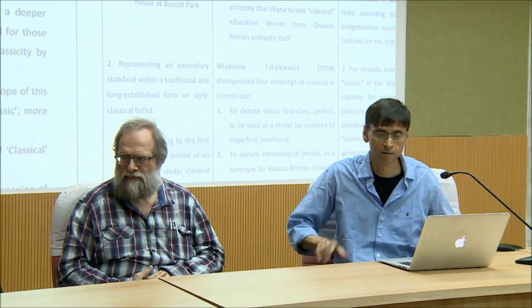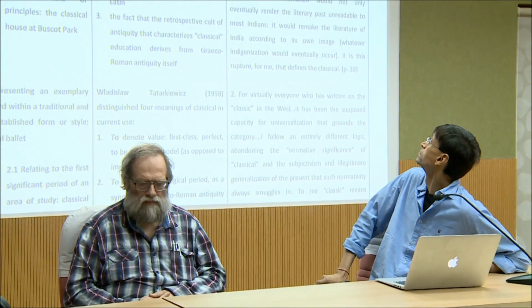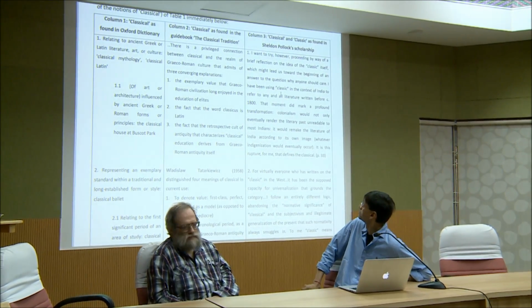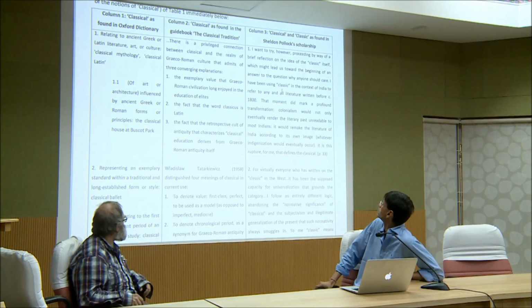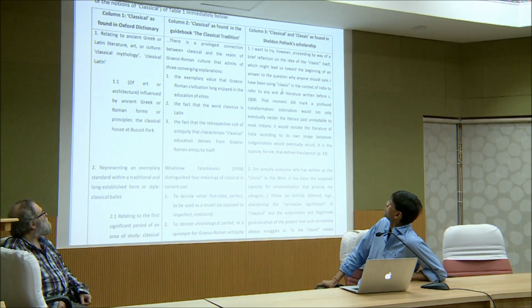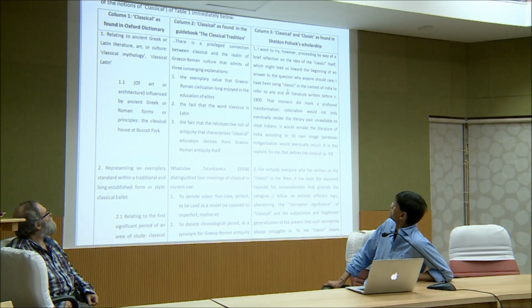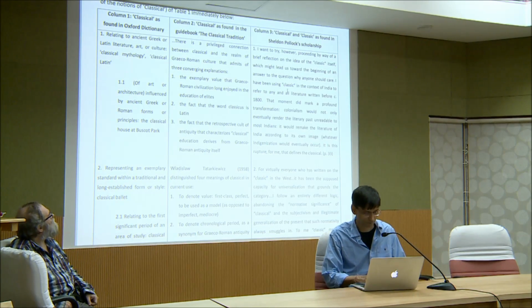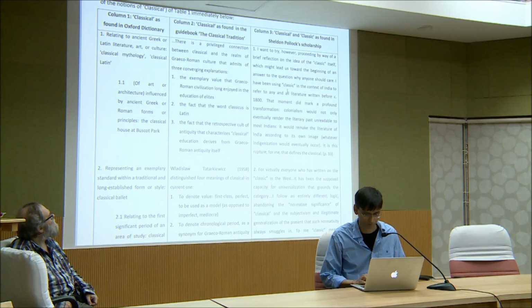The word classical in the Oxford Dictionary has broadly three meanings. So on the left you have the dictionary meanings of what classical is, and then Harvard in 2011 or 12 came out with a huge book called The Classical Tradition, which is meant to be a ready reference for any of the words in the tradition. In it, there is a meaning for the word classical and what that really implies. This is a collation of what it means in the tradition. There's a privileged connection between classical and the realm of Greco-Roman culture that admits these three explanations. And then there is Sheldon Pollock's own notion of what the word classical and classic means.